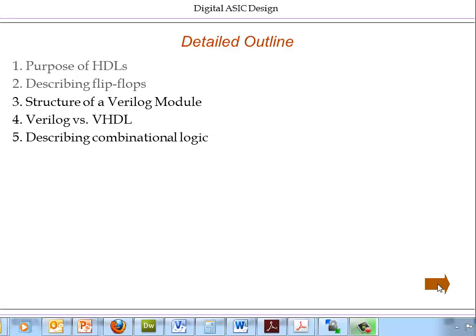Hello, and welcome back again to this introductory unit to design with the Verilog language. For the rest of this unit, we're going to cover these three topics. That is, the general structure of the Verilog module, just so that you have a general idea of what this looks like, a brief discussion of Verilog versus VHDL, and finally, since we've already described how to describe flip-flops in synthesizable Verilog, let's turn to how to describe combinational logic.